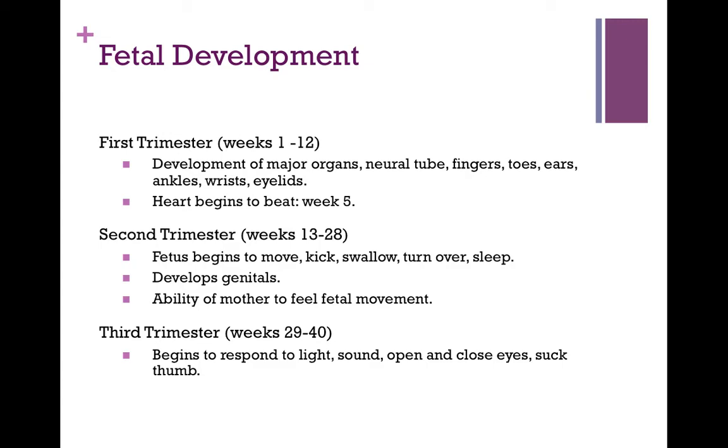But when we talk about fetal development, this is typically divided into trimesters. And as I'm sure some of you know, pregnancy takes 9 months or roughly 40 weeks. The first trimester occurs from weeks 1 through 12. And you can see here that several things begin to develop: certain major organs, neural tube, fingers, toes, ears, ankles, wrists, eyelids, and the heart begins to beat around week 5.